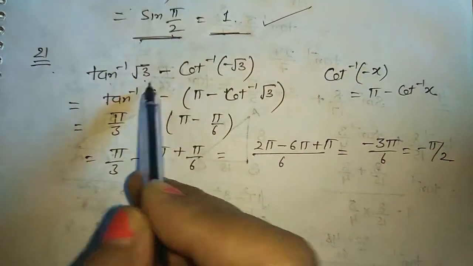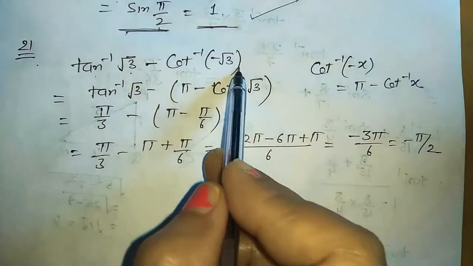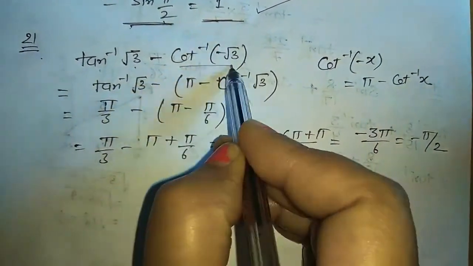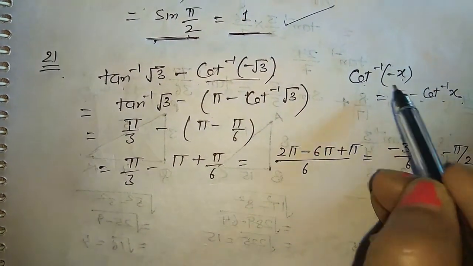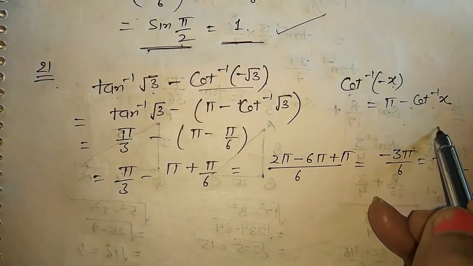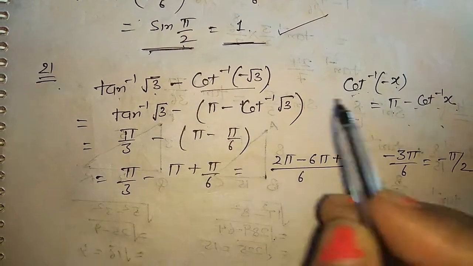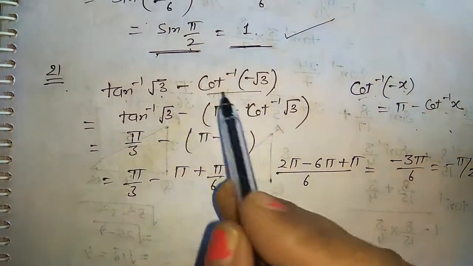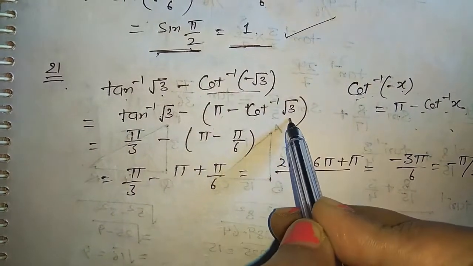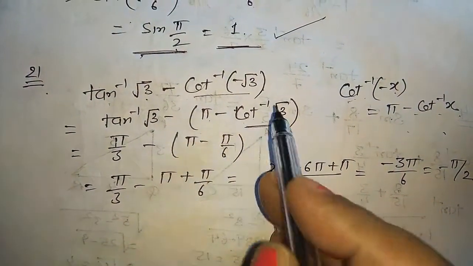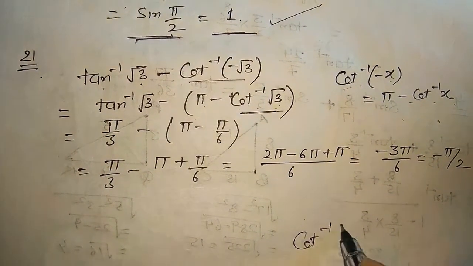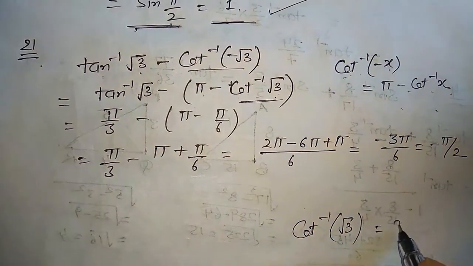Now come to the 21st question. Tan inverse root 3 minus cot inverse minus root 3. We know that cot inverse minus x is equal to pi minus cot inverse x. So it will be pi minus cot inverse root 3. Then we know that cot inverse root 3 is pi by 6. We can find it: suppose cot inverse root 3 is x.